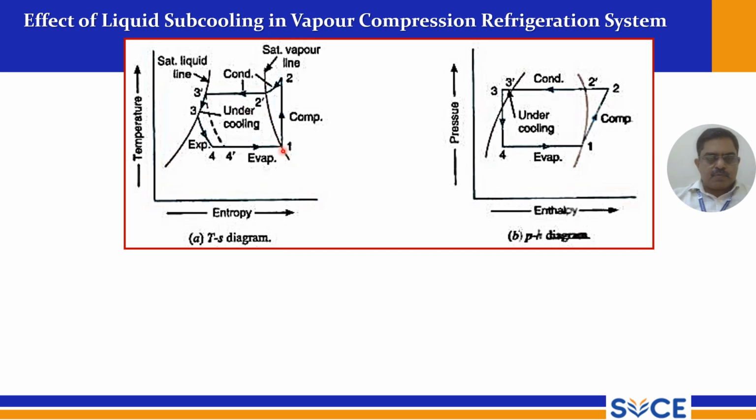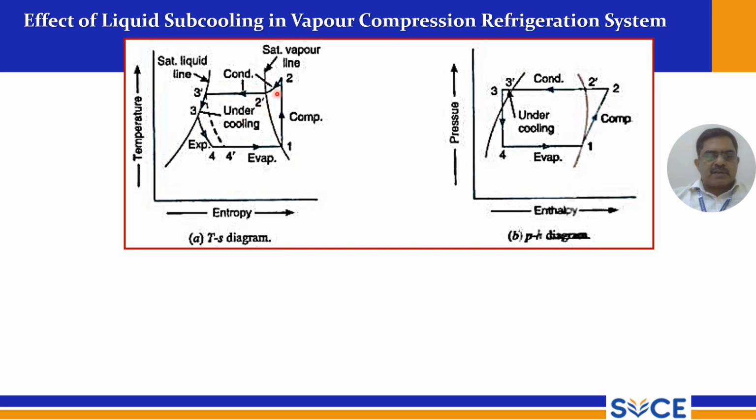Actual cycle from 1 to 2 is known as the compression process, and it should normally be an isentropic process. Isentropic process 1 to 2, but in the actual, practical cycle, it is happening from 1 to 2 dash. So 2 dash to 3 dash is the actual cycle. From 2 to 3, it is the ideal process. From 3 to 4, it is the ideal process, and 3 dash to 4 dash is the actual process.